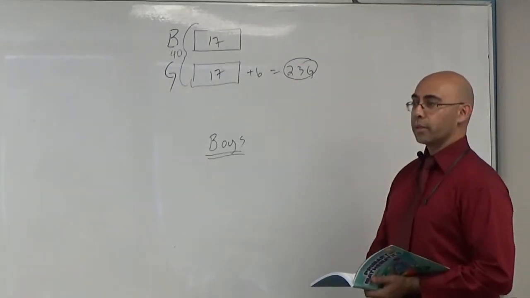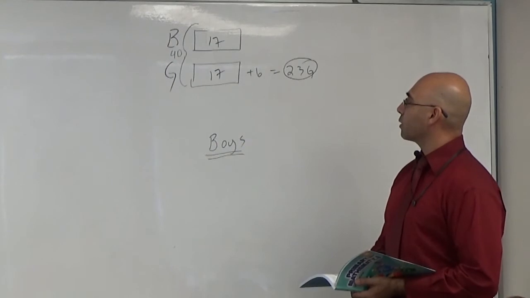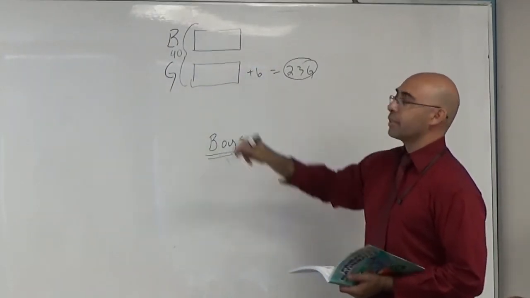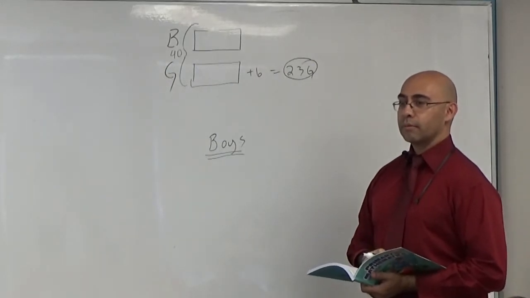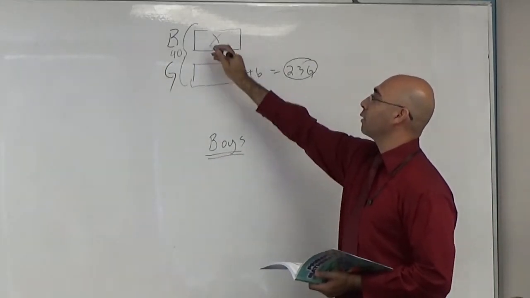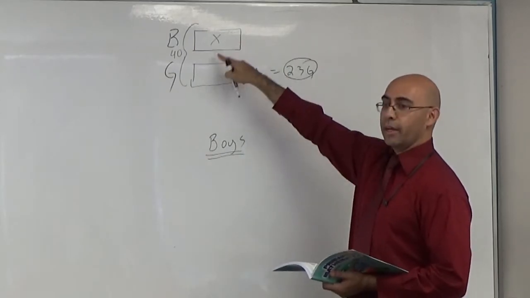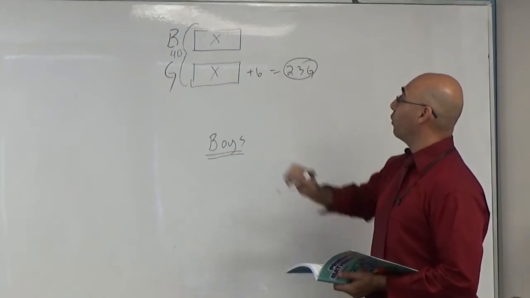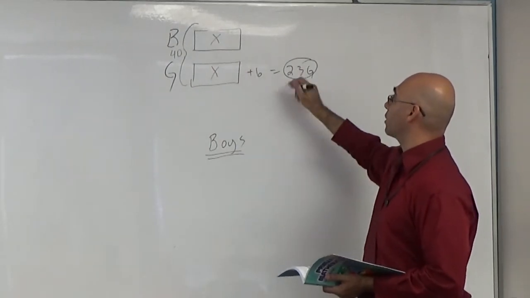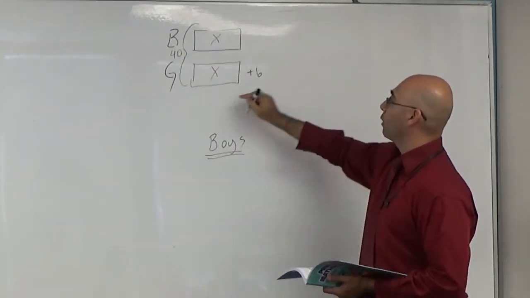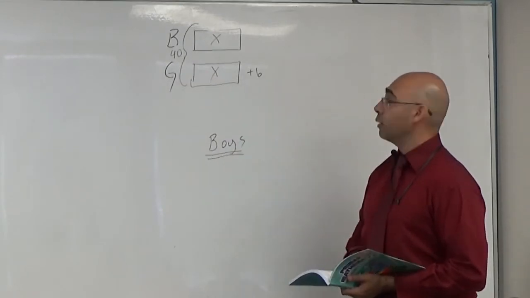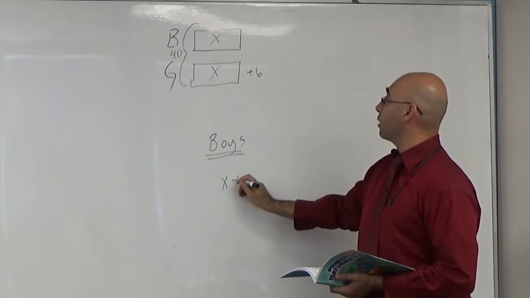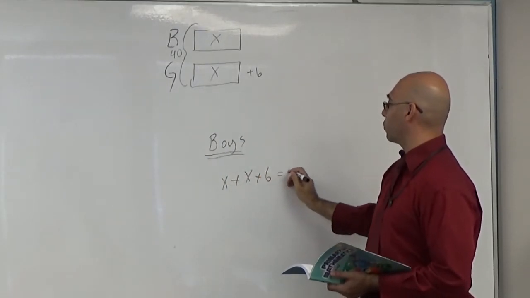So to figure out the boys, if I look at this, let's say we didn't know that was 17. Let's call that X. So if this box is called X, what should we call this box? X. Also X. Now, we know that when we add this plus this plus this, what should the total be? 40, right? So we know we have X plus 6 equals 40.